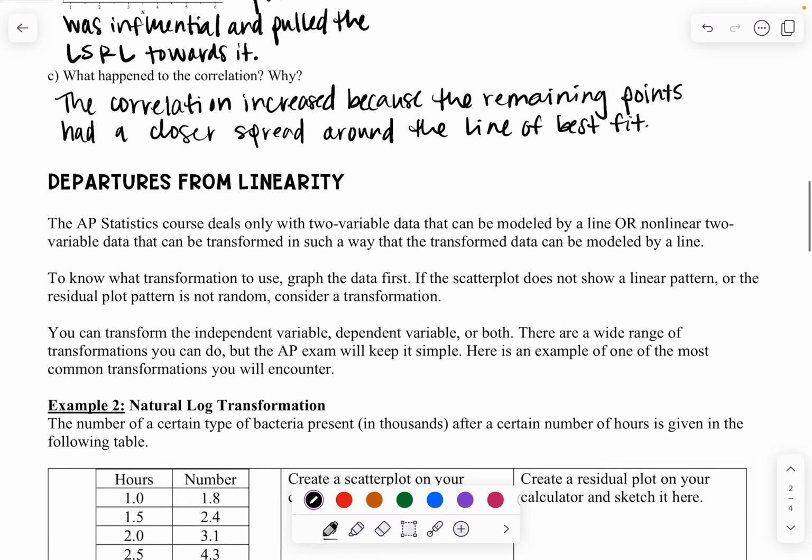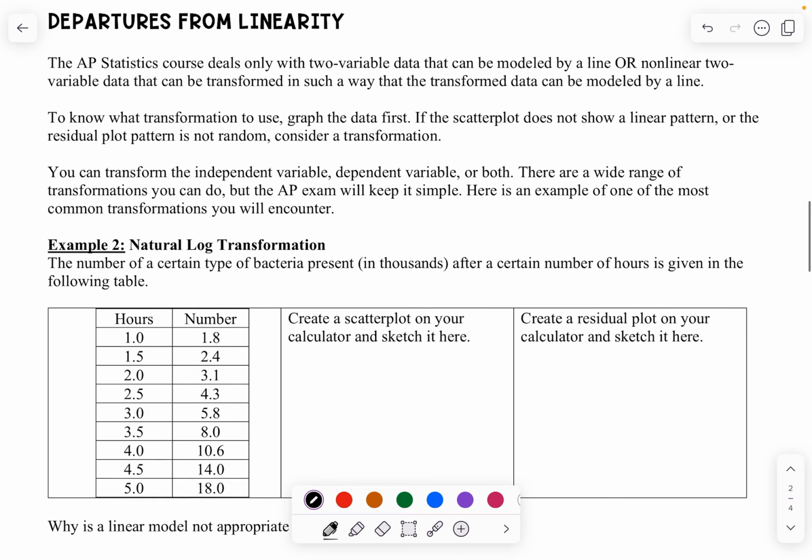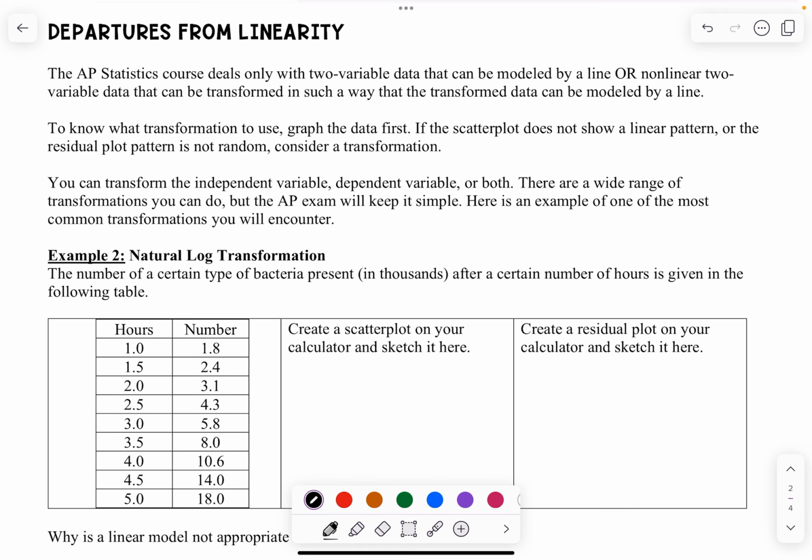Now, let's talk about some departures from linearity. Normally, the best way we can talk about data in stats is if it's modeled by a line. A lot of the data that we encounter doesn't always fit that criteria. However, we can transform data so that it can be. A lot of this is going to look like things that you saw in Algebra 2, just to show you a really quick rundown of what that can be.